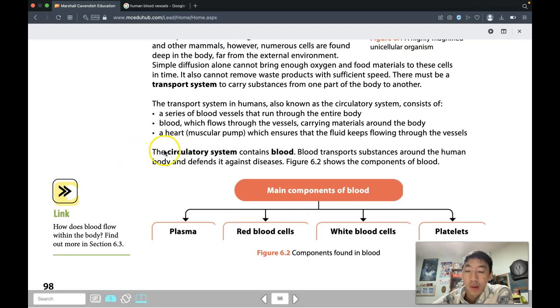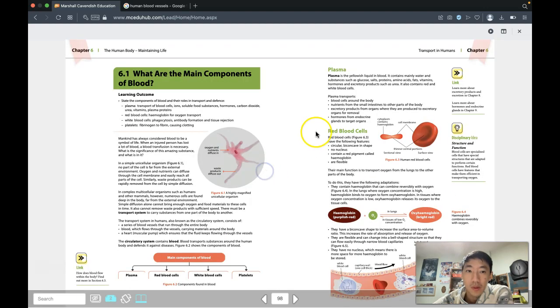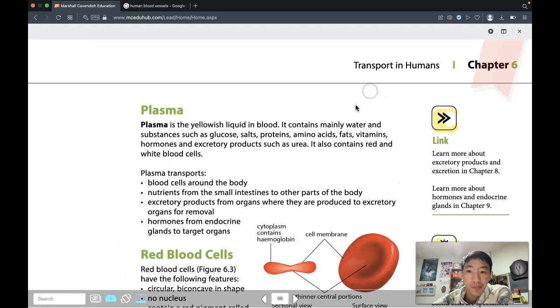So, the circulatory system contains blood. Blood transports substances around the human body and defends it against disease. These are the four components of blood: plasma, red blood cells, white blood cells, and platelets. So let's talk about the first one, called plasma.